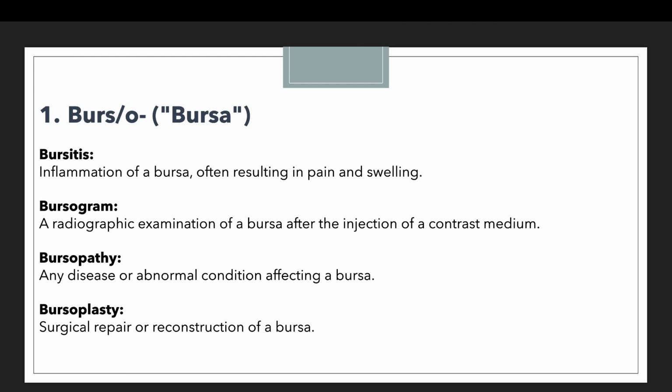Then we have bursopathy. Now what is bursopathy? Any disease or any abnormal condition which affects the bursa is known as bursopathy. It could be any condition, it could be any disease, but if it is affecting the bursa, then we will term it as bursopathy. And this terminology bursopathy is also initiated with the prefix burso, which is denoting bursa.